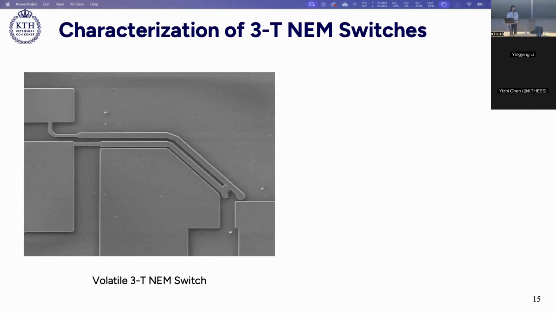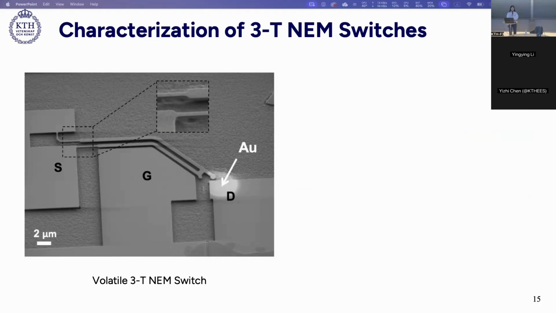So after the release etch, we characterize two different groups of 3T NEM switches first. This one is with only silicon contact without any metallization. And we also have this 3T switch with gold metallization layer.